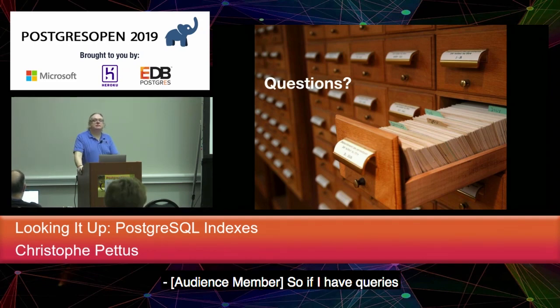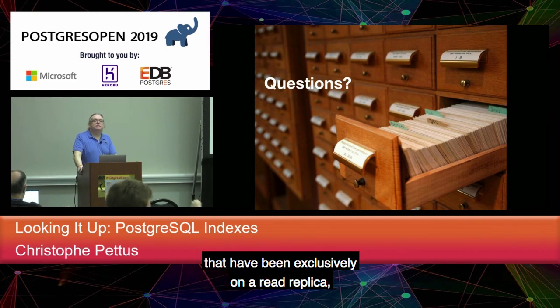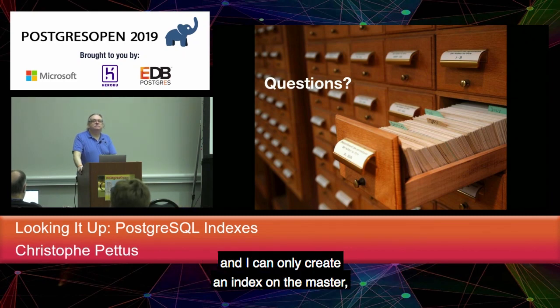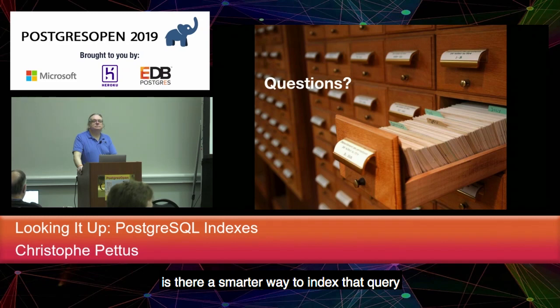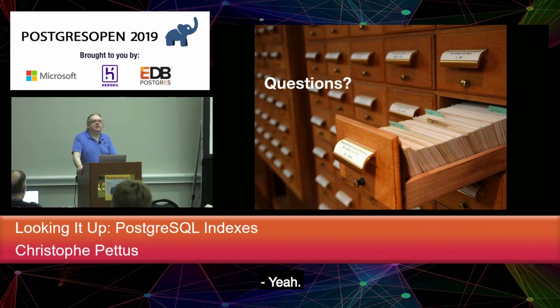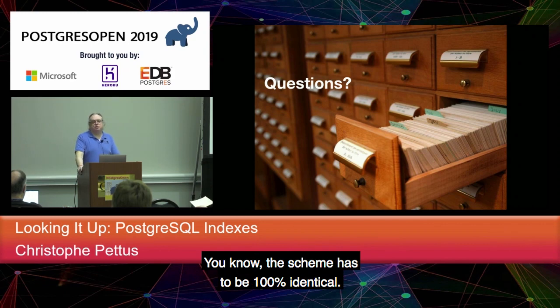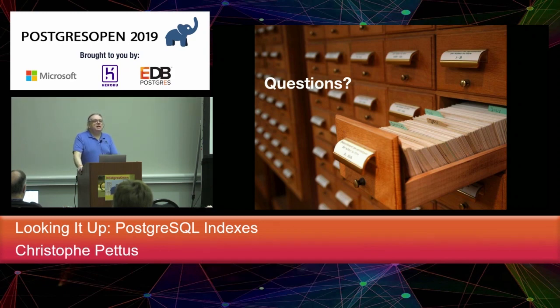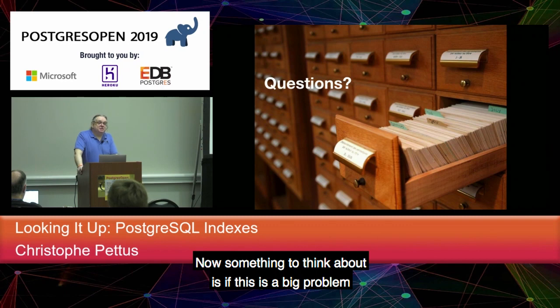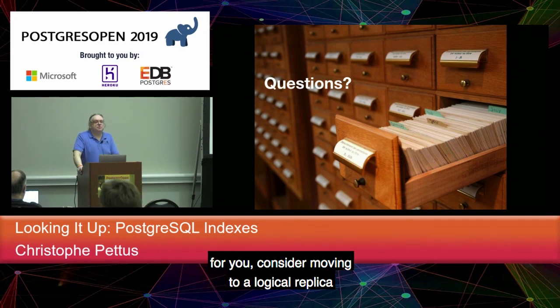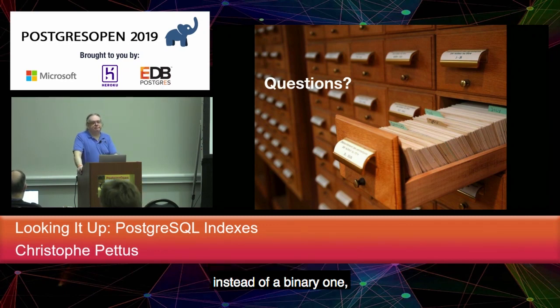Yes, sir. So if I have queries that happen exclusively on a read replica, and I can only create the index on the master, is there a smarter way to index that query that happens with a read replica? Yeah. The schema has to be 100% identical. Now, something to think about is if this is a big problem for you, consider moving to a logical replica instead of a binary one.